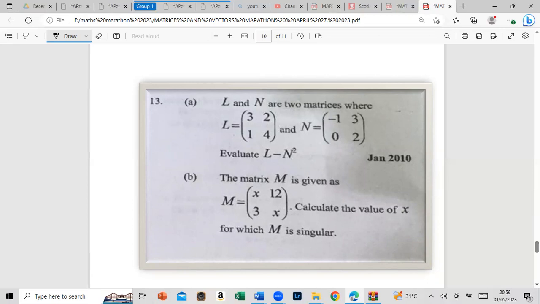It says L and N are 2 matrices where L equals 3, 2, 1, 4 and N equals negative 1, 3, 0. Evaluate L minus N squared, and then the matrix M is given as M equals that. Calculate the value for which M is singular.